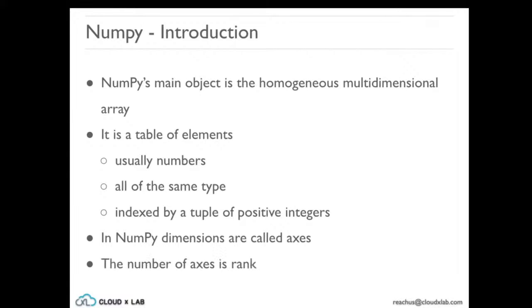The number of axes is called the rank of that particular array. If you've got a very simple array which is just unidimensional, the rank is 1, and if it's more complicated like a matrix, the rank is 2, and if you have something more complicated, your rank could be a much higher number.